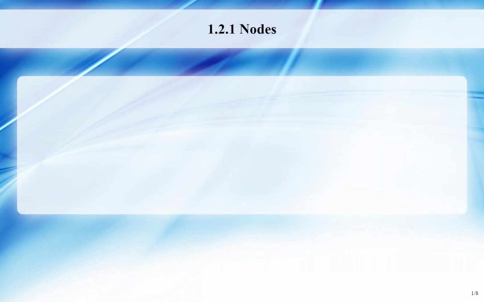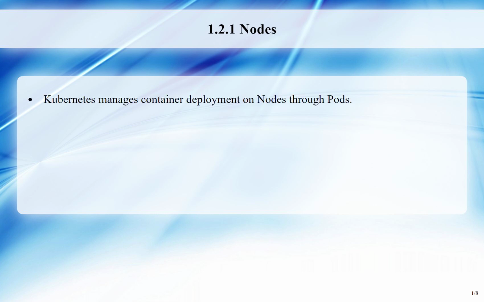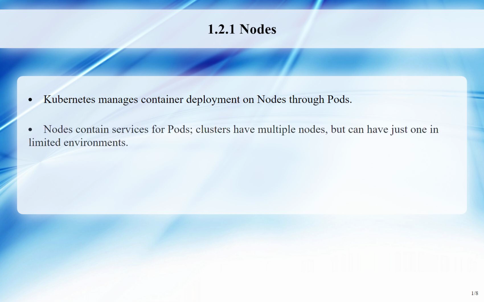Chapter 1.2.1 Nodes. Kubernetes is a system that manages workloads by placing containers into pods, which run on nodes. Nodes can be virtual or physical machines and are managed by the control plane. Each node contains the services needed to run pods.